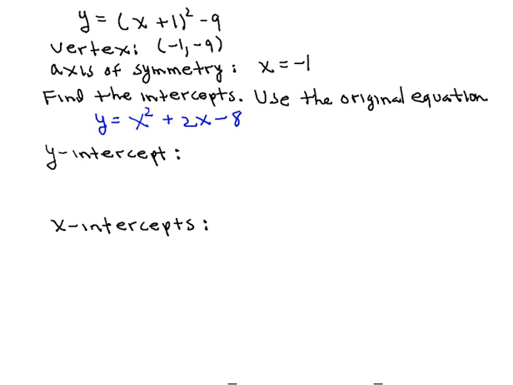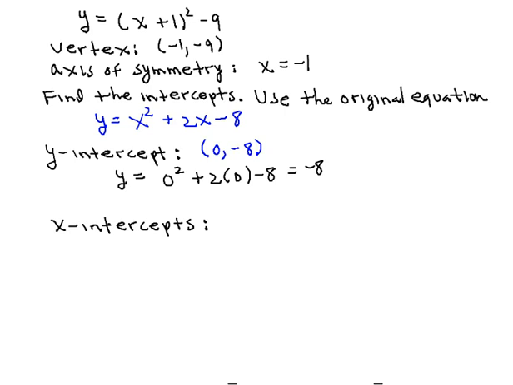So to find the y-intercept, I know that you remember that we're going to replace x with 0, so we have then 0 squared plus 2 times 0 minus 8, which simplifies to -8. So then we can say that the y-intercept will have the coordinates 0, -8.